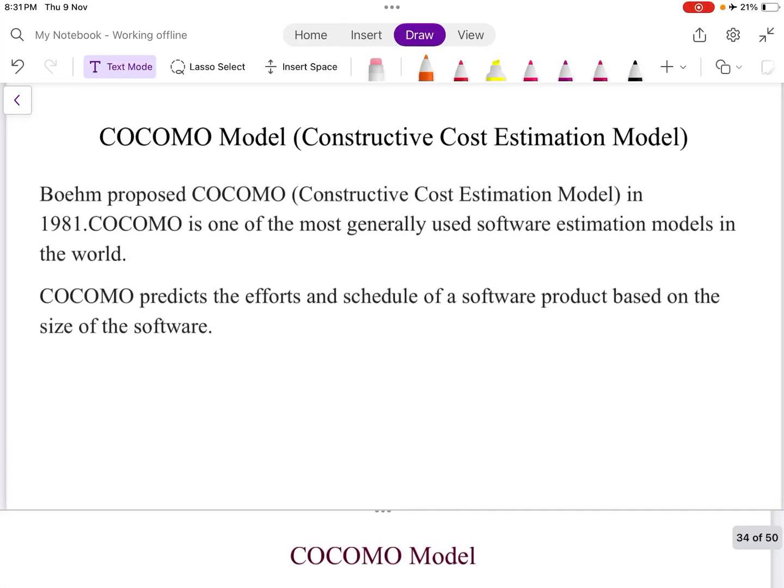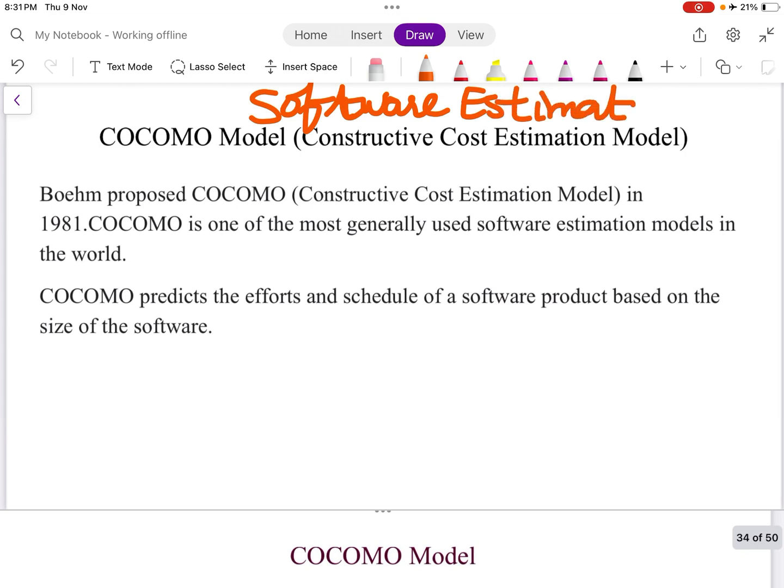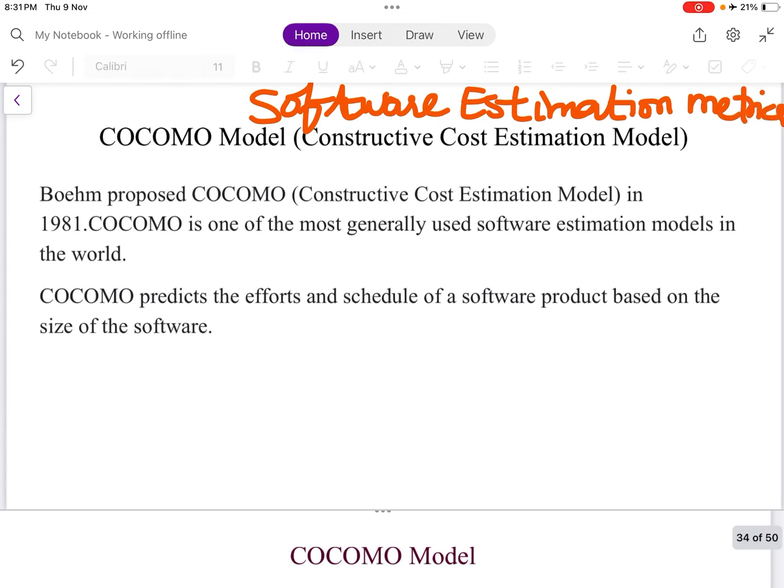So the next type of software metrics estimation is the COCOMO model. What is COCOMO? Constructive Cost Estimation Model. Boehm proposed COCOMO, the Constructive Cost Estimation Model, in the year 1981. COCOMO is one of the most generally used software estimation models in the world.